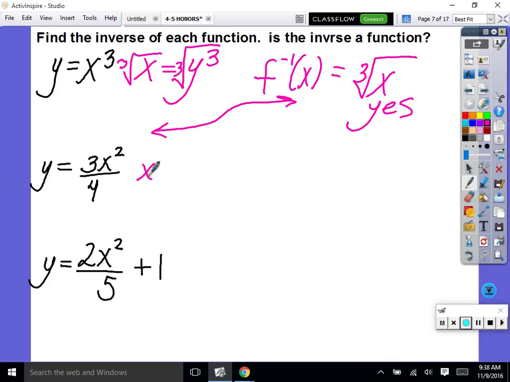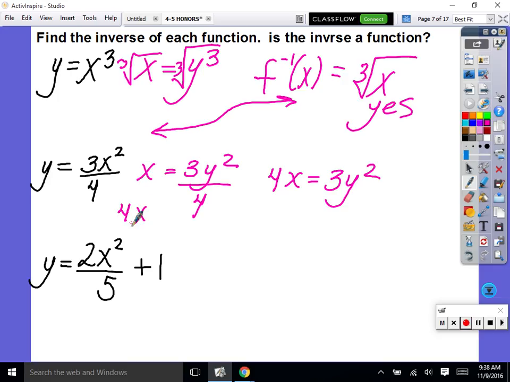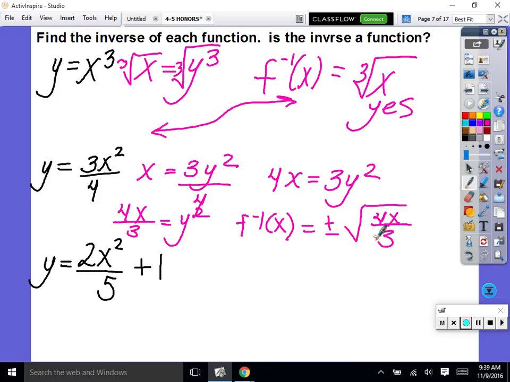We have x is equal to 3y squared over 4. Solving for y, we would first multiply by 4. So 4x is equal to 3y squared, we divide by 3. So we have 4x divided by 3 equals y squared. We'll square root both sides. So f inverse of x is plus or minus the square root of 4x over 3. Is that a function? No, isn't that this looking thing? Once again, a square root function with positive and negative halves. So that would be no.